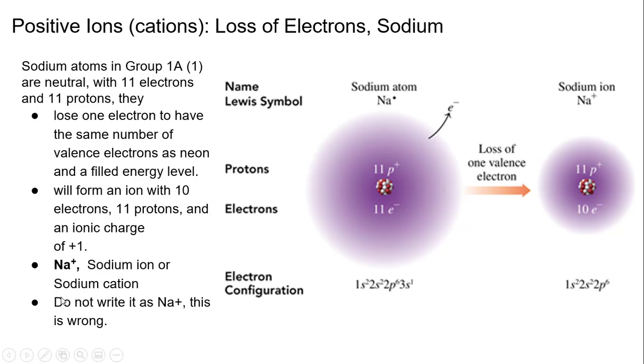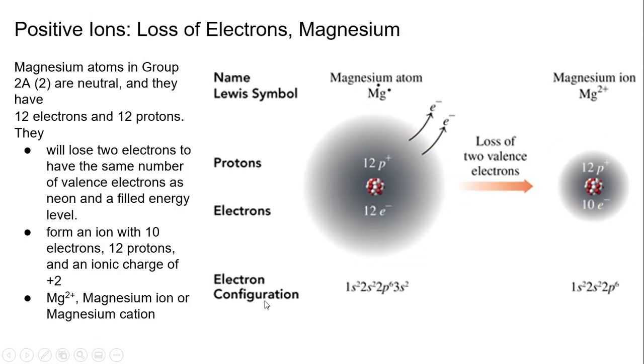Sodium cation also tells you it's a positive. Sodium ion just tells you it's a charged ion, but you don't know if it's negative or positive. You would have to know that based on knowing sodium. Sodium cation gives you more information. This tells you it's a positively charged ion. And again, don't write it like this.